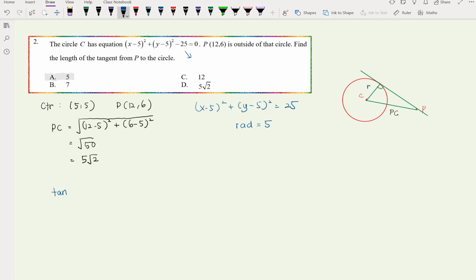Jawapannya boleh. So untuk dapatkan length of tangent, apa yang kita akan buat adalah kita akan gunakan Pythagoras theorem. Okay, which is going to be PC square minus with R square and then kita akan ambil square root. So ganti sahaja square root of PC square is just 50. Ditolakkan dengan R square saya adalah 25. So, you are going to get that is the square root of 25 which is equal to 5. So, dapatlah jawapan. Jawapan kita adalah A.